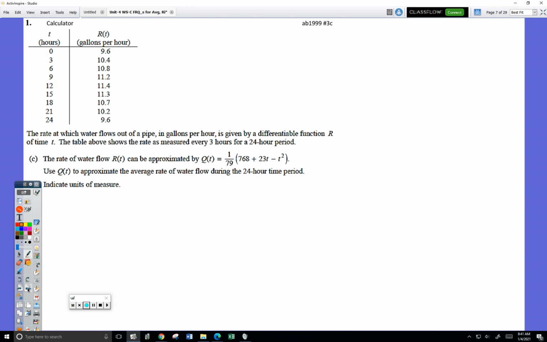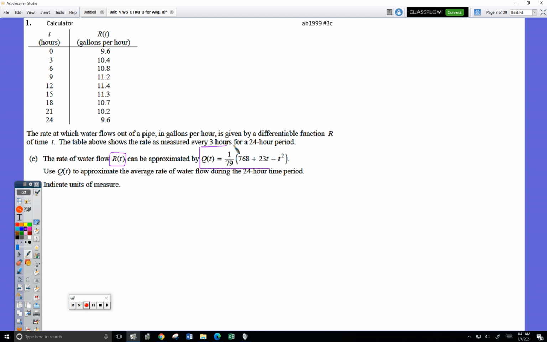Okay, problem one in the packet gives that same situation, so that's not anything new. Now the question does introduce a new idea. The question says, okay, the rate of water flow, R, can be approximated by this formula.